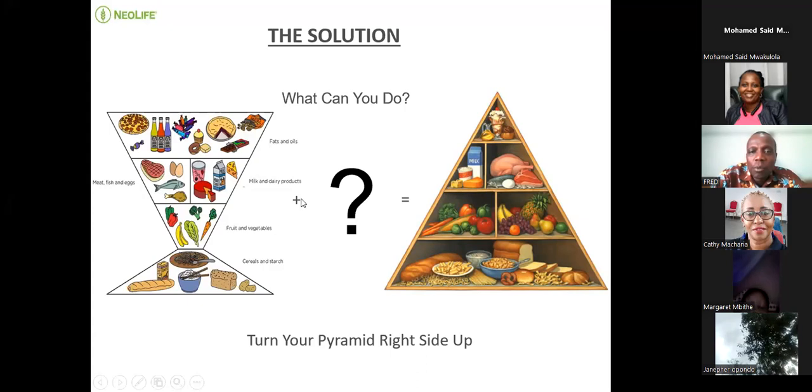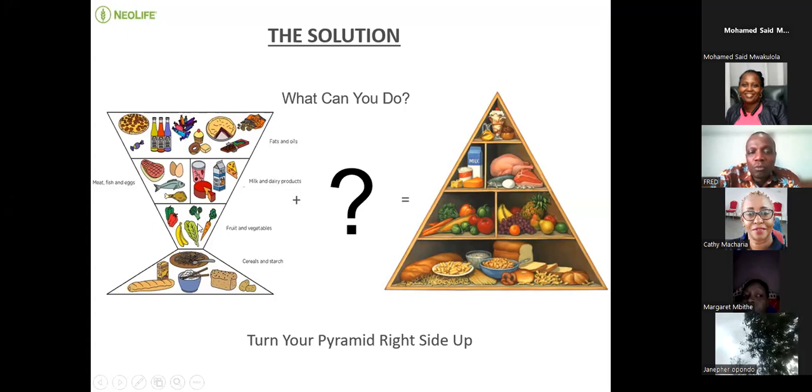But is that the way we eat? The answer is no. We have effectively turned the pyramid upside down. We eat more sugary and more fatty foods. We take a lot of proteins. Red meat, we eat it on a daily basis, unless the pocket does not allow. But we tend to eat red meat quite a lot. Fruits and vegetables, we eat when we can't avoid them.